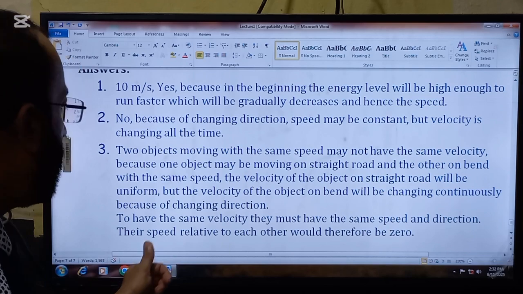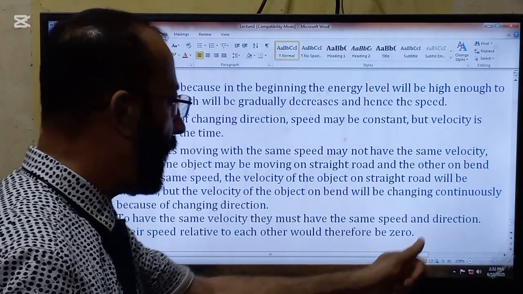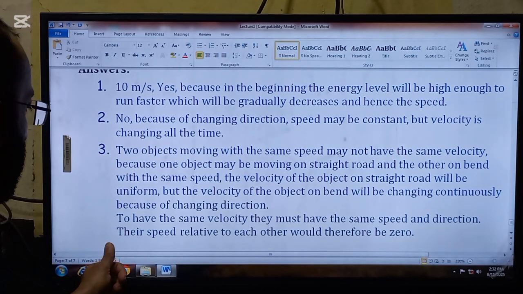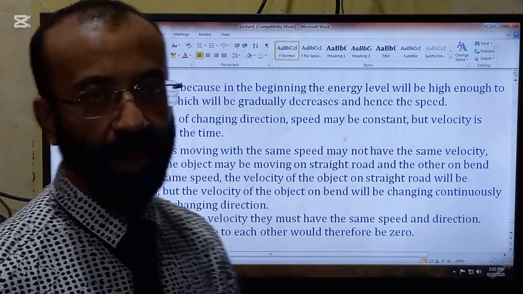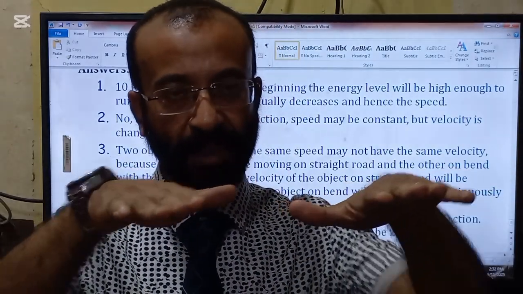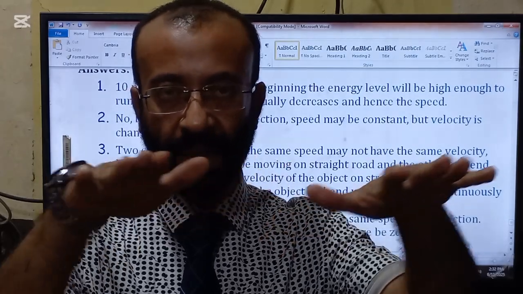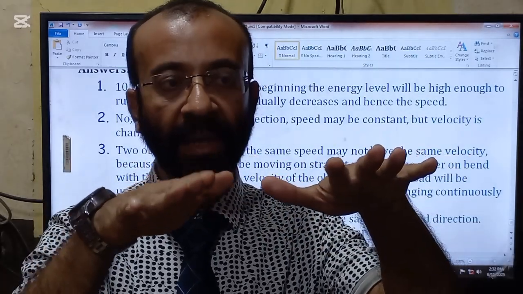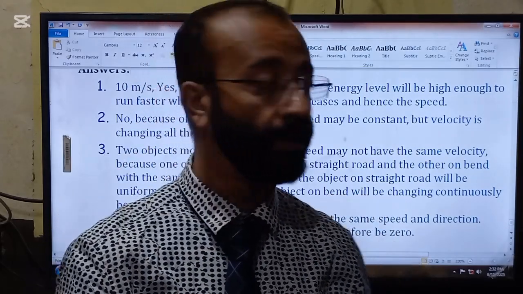Next, to have the same velocity, they must have the same speed and direction. Their speed relative to each other would therefore be zero. For example, two cars are moving on a highway with the same speed, with the same velocity. So their velocities are the same, but their speed relative to each other is zero.